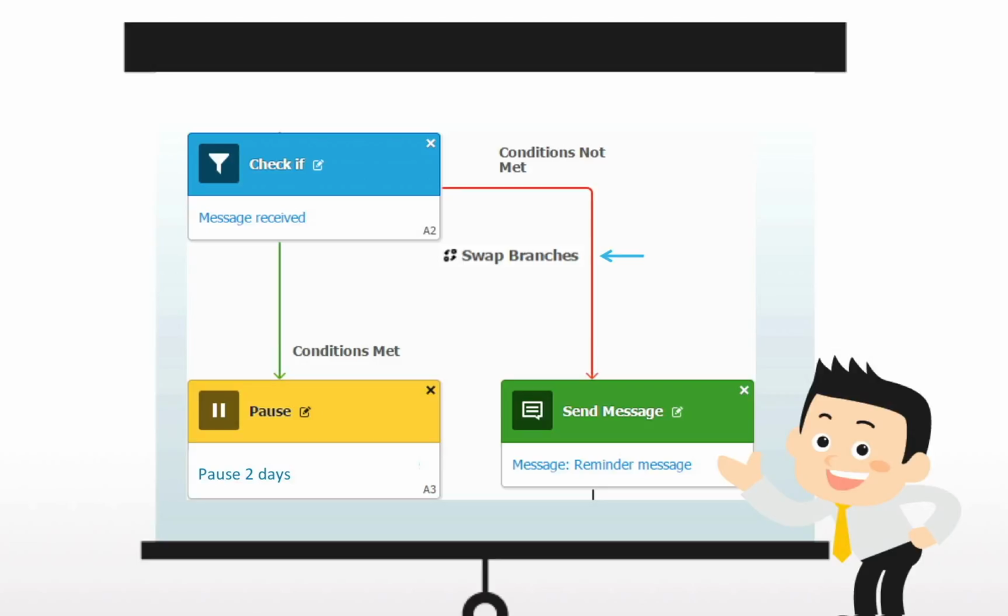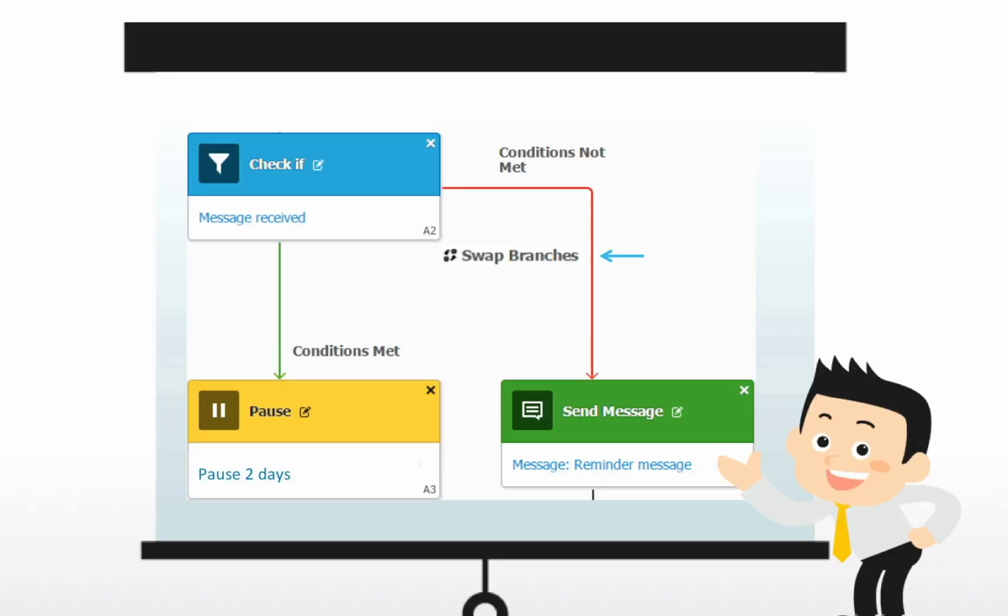Check if and wait for are the only two tile types that result in two branches. What does this mean? Let us use check if as an example. If we were to tell the system to check if a contact received the message, there will be two different groups of contacts. One with contacts that received the message and another that didn't. The branch lets you use the different groups so you can respond to them accordingly.